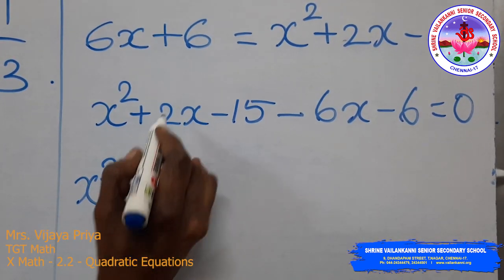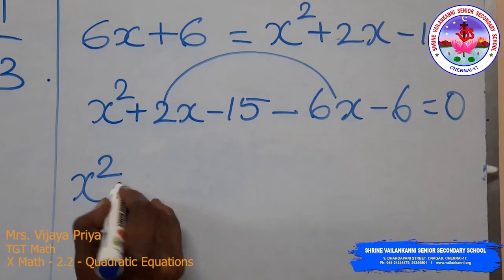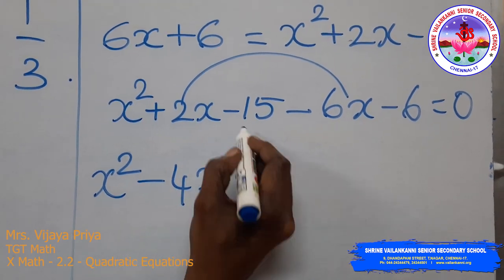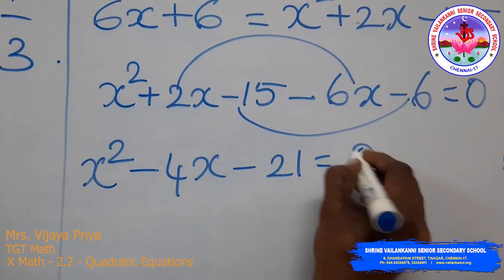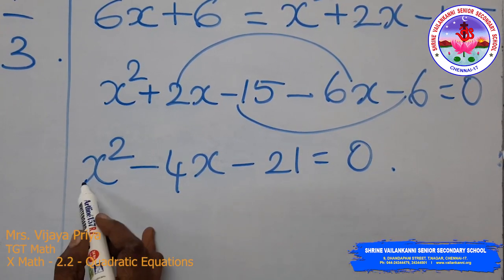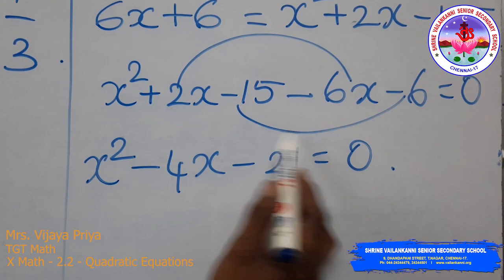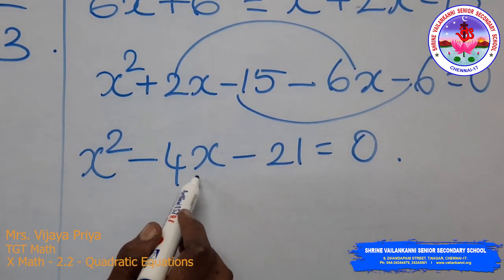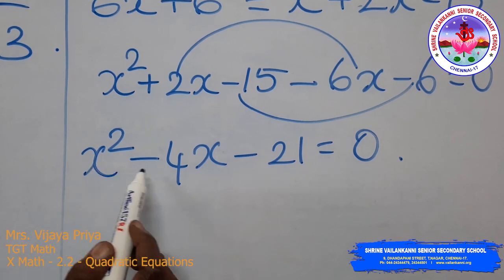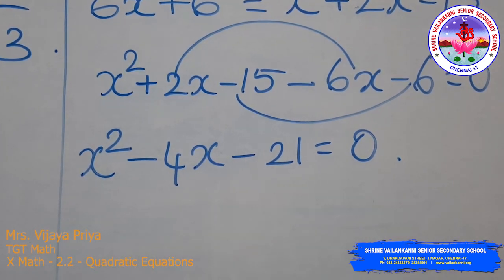So x squared plus 2x minus 6x becomes minus 4x. So minus 15 minus 6 is minus 21, equal to 0. So I have brought this expression in terms of the quadratic form, and you have to use the quadratic formula to find the value of x, which is a homework for you.